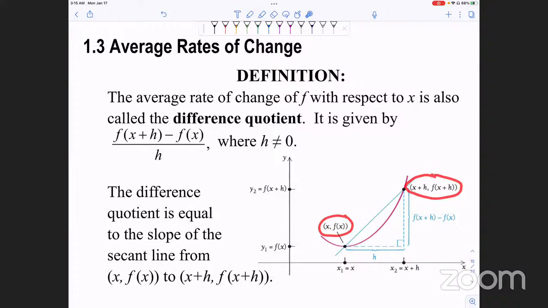So now all we want to do is find the slope between those 2 points. Y2 minus y1 over x2 minus x1. That's all this is. So if you list that out and simplify, you'll get the difference quotient. Again, this is just the slope between 2 points, where h is some small change in x. If we do y2 minus y1 over x2 minus x1 and simplify, we'll get the difference quotient. So the difference quotient is equal to the slope of the secant line from this point to this point.